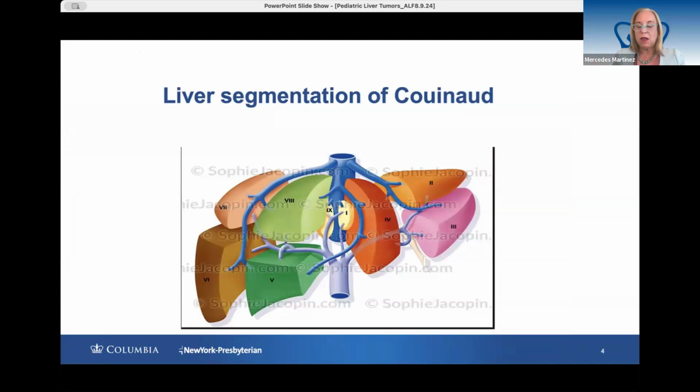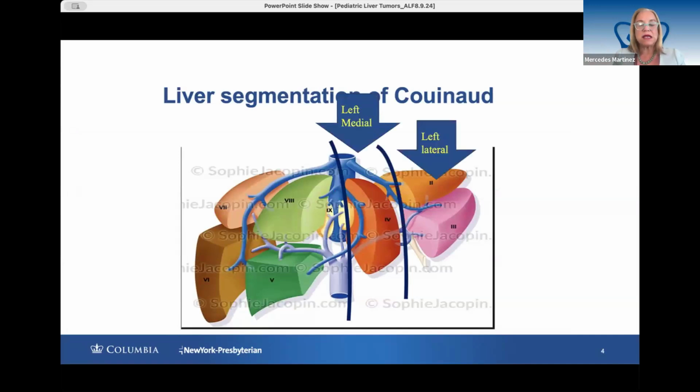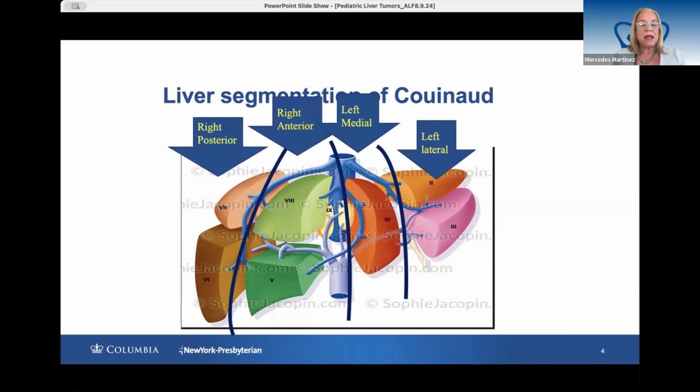The liver can be divided into right and left lobes if we draw a line along the side of the mid-hepatic vein. The left lobe can be divided into left lateral segments 2 and 3 and left medial segments 4A and 4B if we draw a line along the side of the left hepatic vein. If we draw a line along the right hepatic vein, this divides the right lobe into right anterior segments 5 and 8 and right posterior segments 6 and 7. This is very important to understand when doctors are talking to you about what part of the liver will be resected, what kind of resection is required, depending on the location of the tumor.